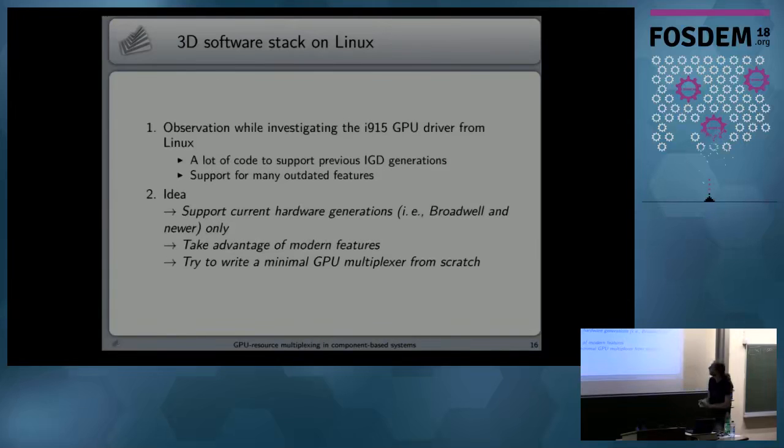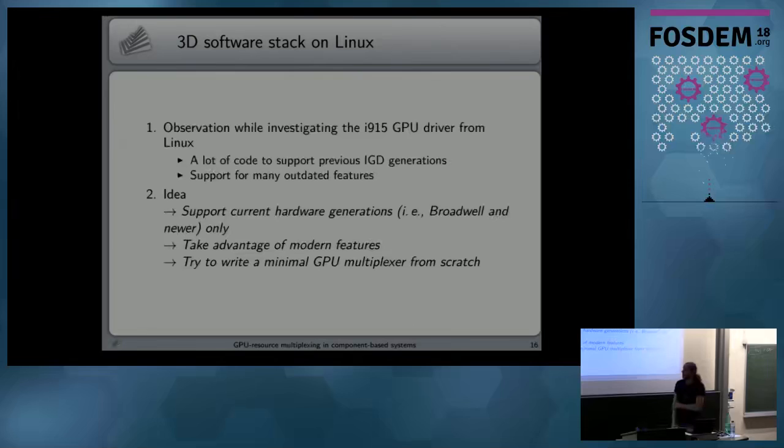So we looked at the kernel driver and we saw a lot of outdated code, like for older Intel graphics devices, and features we didn't really want to support. And this is why the 100,000 lines of code is not a fair comparison, because we just wanted to do the new GPU generations. And we just wanted to take advantage of new features. So the question arose, is this feasible and how complex is this?